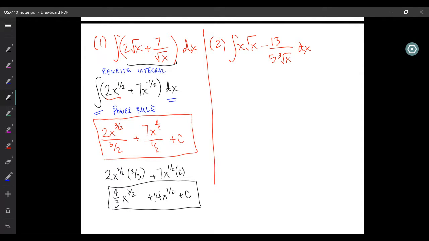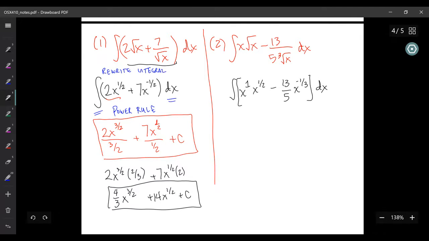Let's look at the next example. This is similar to a question we've seen already. x is the same thing as x to the first power. Root x is x to the 1/2 power. And if you write the coefficient off to the side so you don't have to worry about it, I can write the other term as x to the negative 1/3.